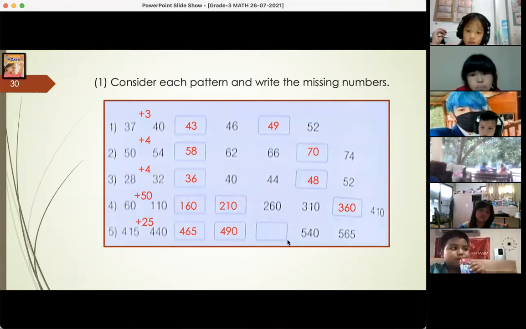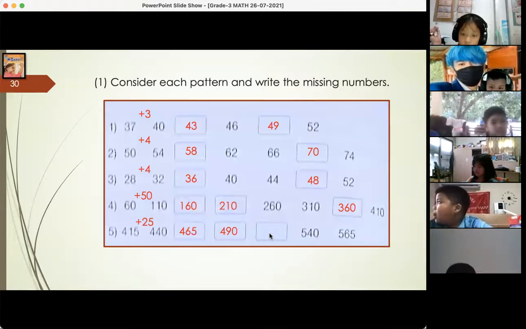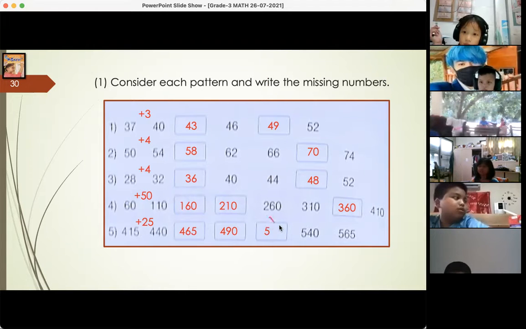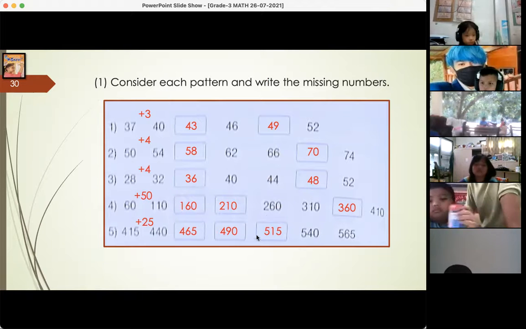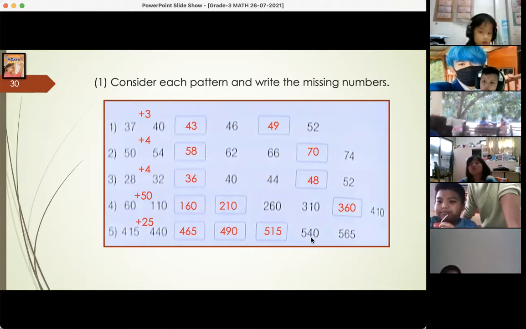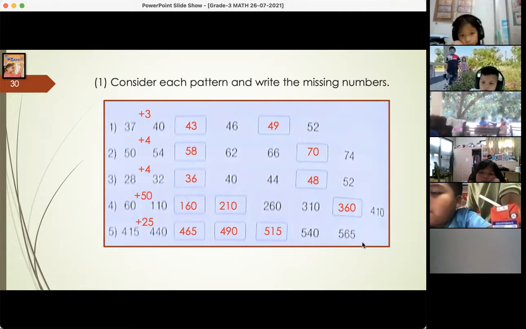490 plus 25. We can have, what's the next number? 515. Very good. 515. Okay, now 515 add 25, we can get 540. And then 540 add 25, we can have 565.